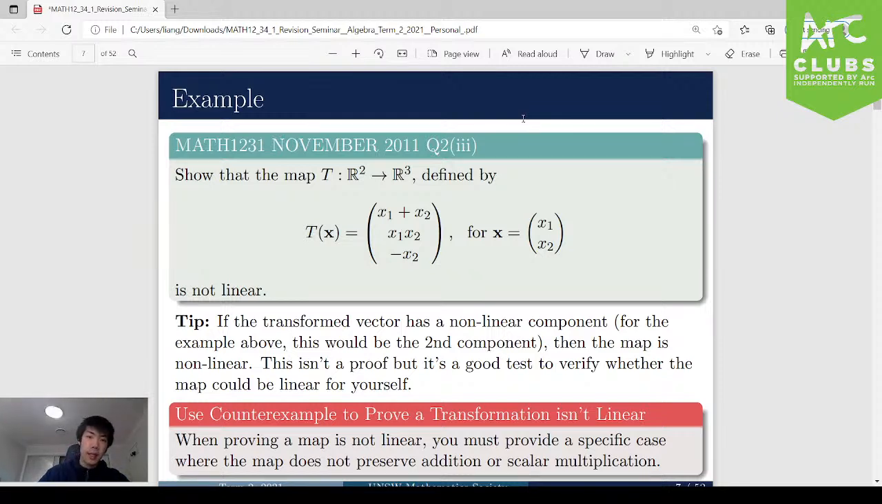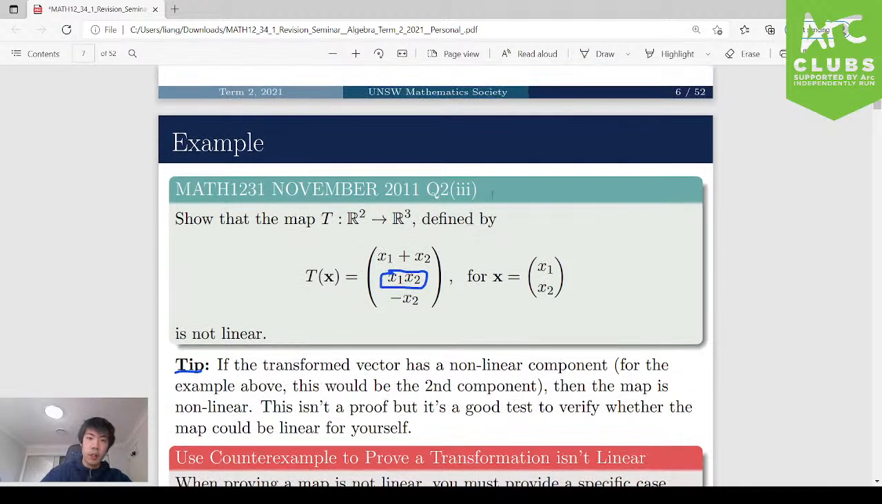A little tip here is that if the transformed vector has a non-linear component, in this case this part here, because it's not just x1 plus x2 or some linear combination of x1 and x2, it's literally x1 times x2, then most of the time this would not be linear. It's not necessarily a proof, but it's a good way for you to check whether or not you're on the right track. So how are we going to choose a vector to show that this is not linear?